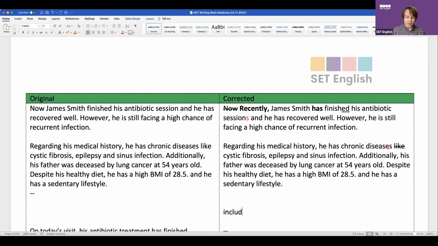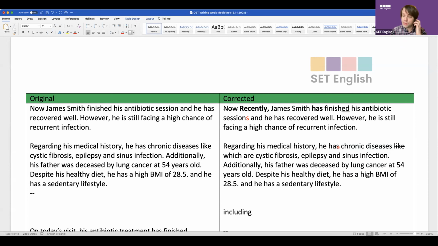If I say including, imagine I said to you guys, okay, so I like lots of food, including hamburgers and pizza. Is that all the food that I like? No. It's just examples of some of them. But here, we're sort of saying all. We want to say all his chronic diseases, don't we? Which are? Yeah. So he has chronic diseases, which are, a relative clause.